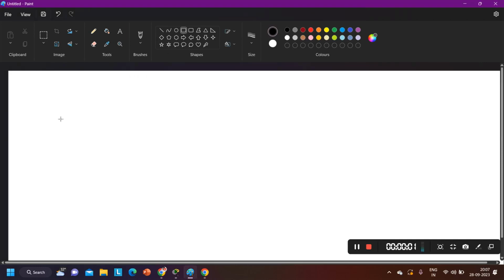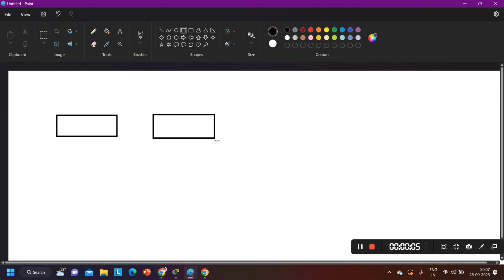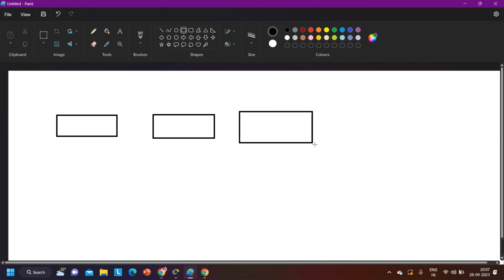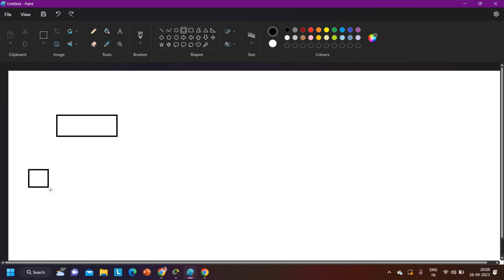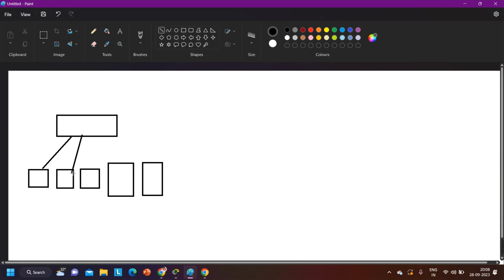I'm going to design one network. In my scenario, we have a single switch and we have some computers, printers, and servers. These devices are connected through this switch, and this switch is connected with one router, and that router is connected with the public network.